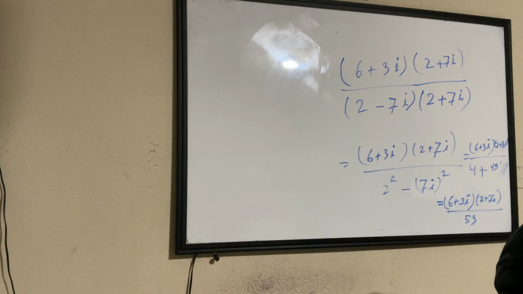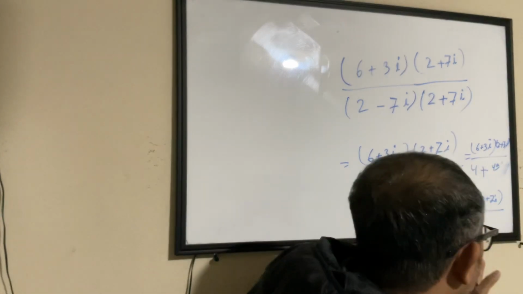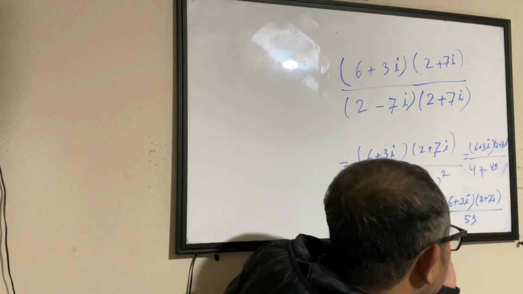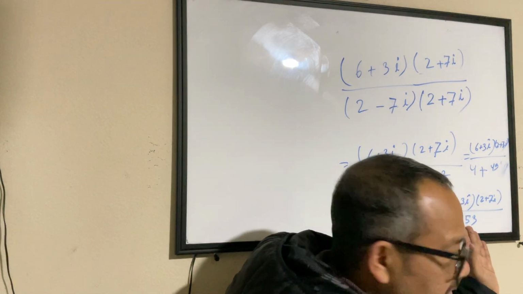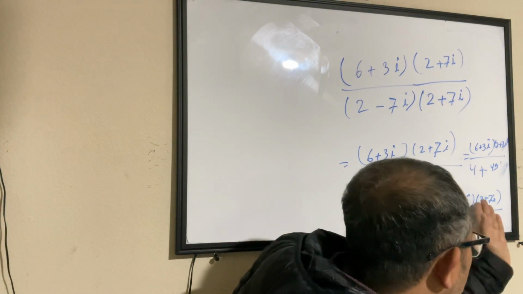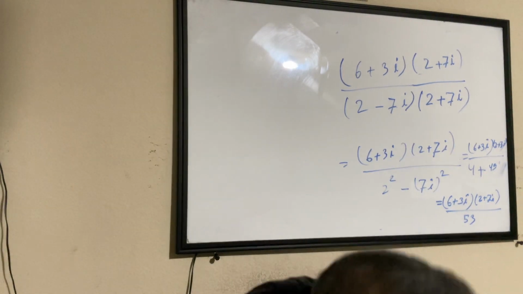I'm just showing you that our problem was primarily with the fact that we had a denominator with a complex number that was not giving us that comfort. Now I have a number in the denominator. Let's see what happens to the numerator: (6 + 3i) into (2 + 7i).